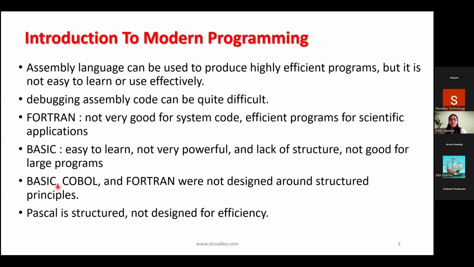So BASIC, COBOL, and Fortran, these languages were not designed around structured principles. They don't have any structure into which you can put your program or code and execute it. So these are unstructured languages. Pascal was a structured language, but there is an efficiency issue. The programs we develop in Pascal are not that efficient, not that good. So these are the different programming languages we were using before Java.